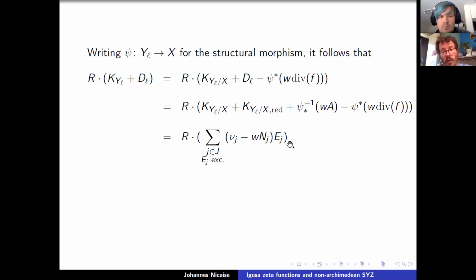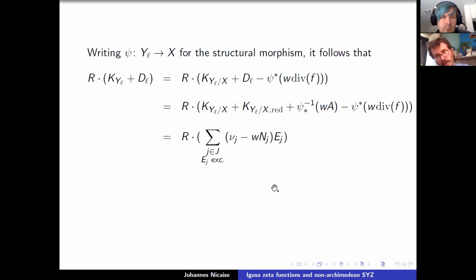And then what is the multiplicity of each of those in this expression? So here they get multiplicity nu j minus 1. Here they get multiplicity 1, so that adds up to nu j. Here they don't appear at all, because this is a strict transform of a divisor on A, and so it doesn't contain any exceptional components. And here they appear with multiplicity W times Nj. So that's the second part of the coefficient here.